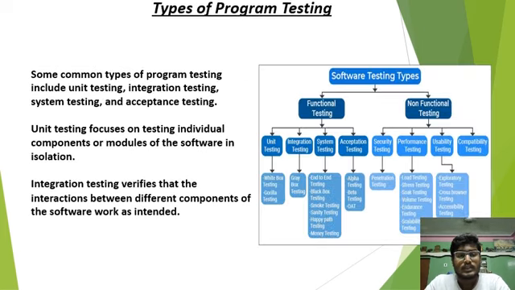Types of program testing. Some common types of program testing include unit testing, integration testing, system testing, and acceptance testing. Unit testing focuses on testing individual components or modules of the software in isolation. Integration testing verifies that the interaction between different components of the software works as intended.